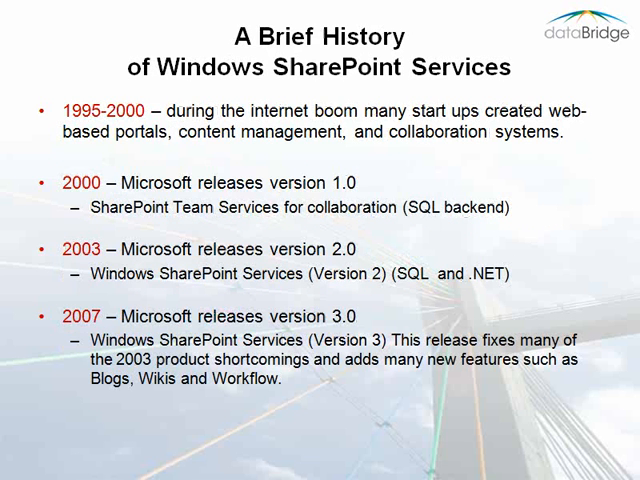Where did SharePoint come from? Well, in the late 90s, during the internet boom, many startups created web-based portals, content management, and collaboration systems. Microsoft followed in 2000 by coming out with the first version of SharePoint called SharePoint Team Services. Followed up in 2003 with version 2, and then in January of 2007 they released version 3 that fixes many of the 2003 product shortcomings and adds many new features such as blogs, wikis, and workflow.